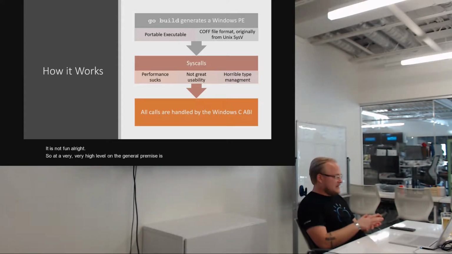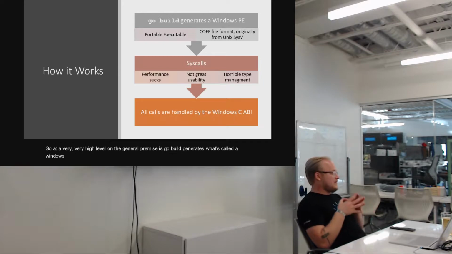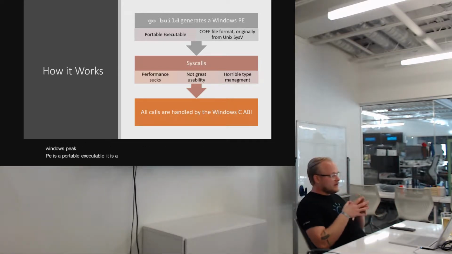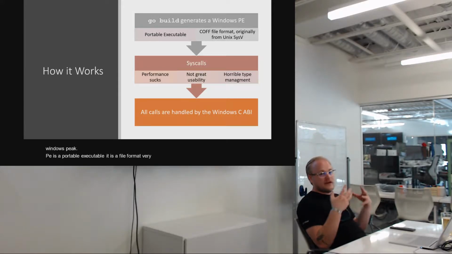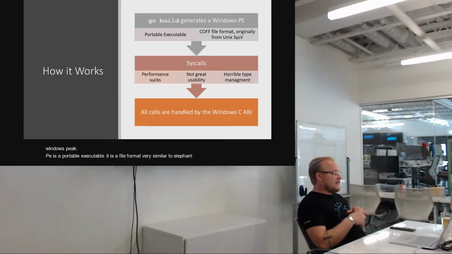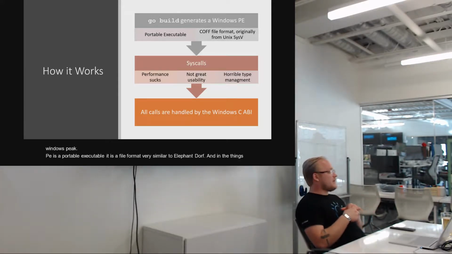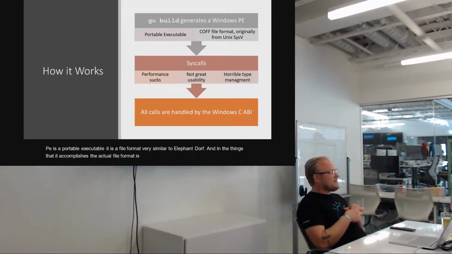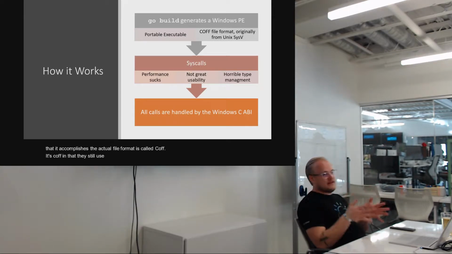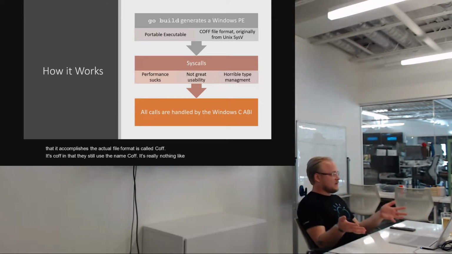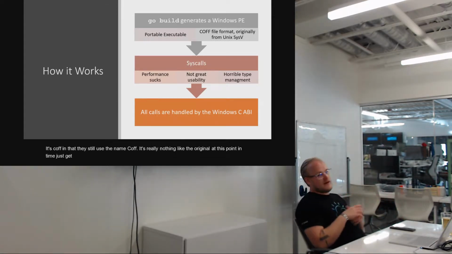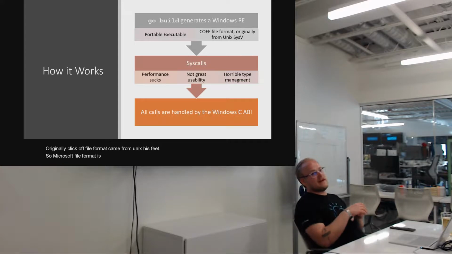All right, so at a very, very high level, the general premise is go build generates what's called a Windows PE. And a PE is a portable executable. It is a file format very similar to ELF and DWARF in the things that it accomplishes. The actual file format is called COFF. It's COFF in that they still use the name COFF. It's really nothing like the original at this point just because it's so old. Originally, the COFF file format came from Unix SysV. So Microsoft's file format is very compatible in that regard, at least from an executable standpoint.